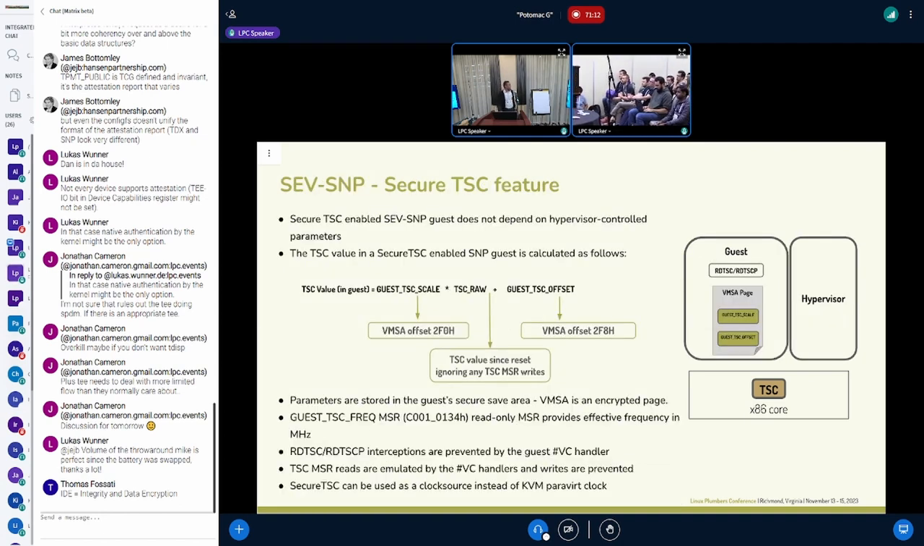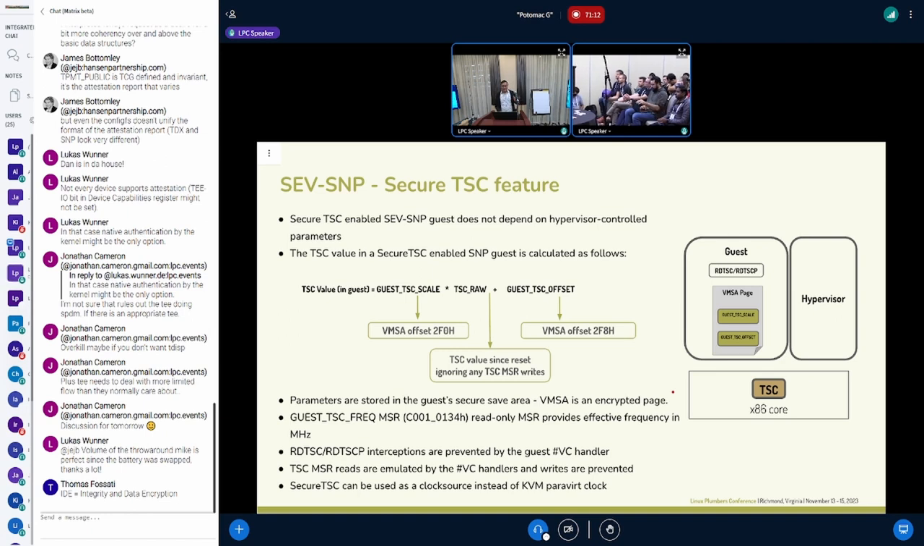So SEV-SNP guests introduce a feature called Secure TSC, where the values used to calculate the TSC in the guest are not dependent on hypervisor controlled parameters. The guest TSC scale and the guest TSC offset are both part of the VM save area, which is an encrypted page. Both these values are used to compute the TSC in the guest, and that makes sure the hypervisor cannot change the TSC.